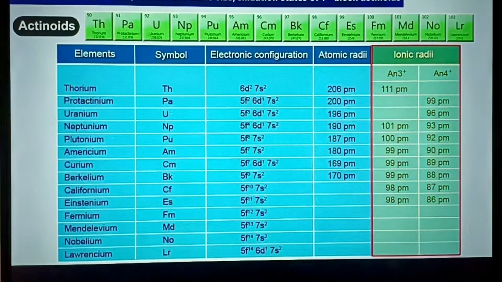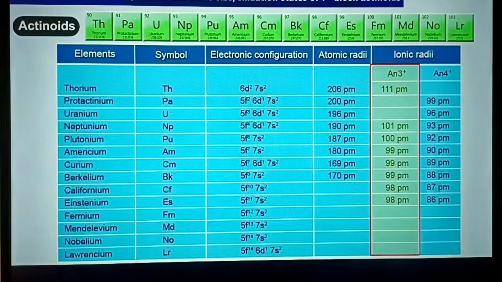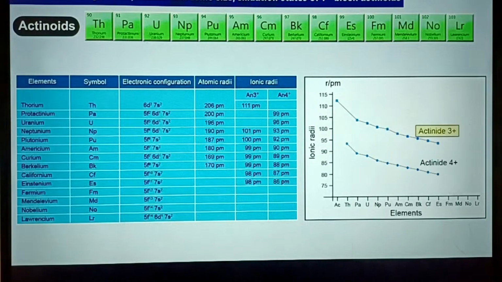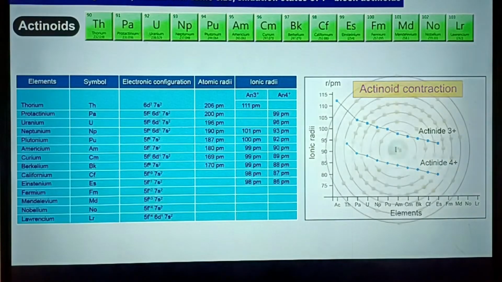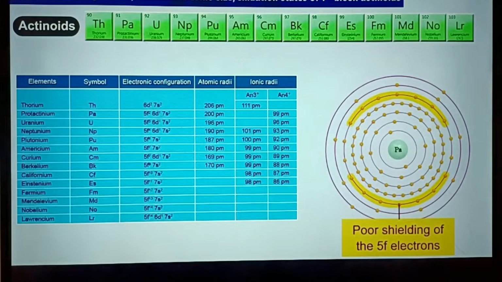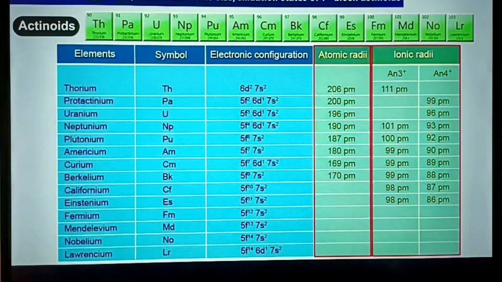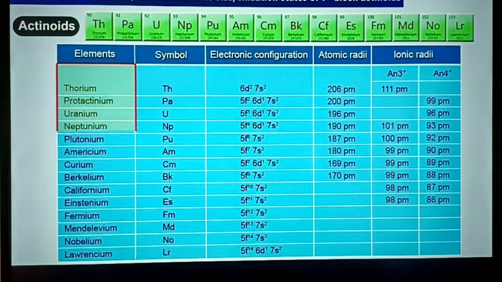The atomic and ionic radii of the tripositive and tetrapositive actinoid ions are given in the table. As you can see, there is a steady decrease in the ionic sizes of the tripositive and tetrapositive ions. This may be referred to as actinoid contraction. Due to the poor shielding by the 5f electrons, the contraction is greater from one element to another in the series.